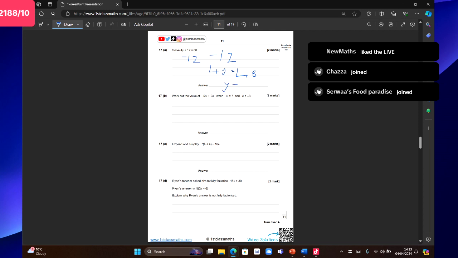Again, these are classic 2-mark questions on both the foundation and higher tiers, so you can't afford to get them wrong in the exam.